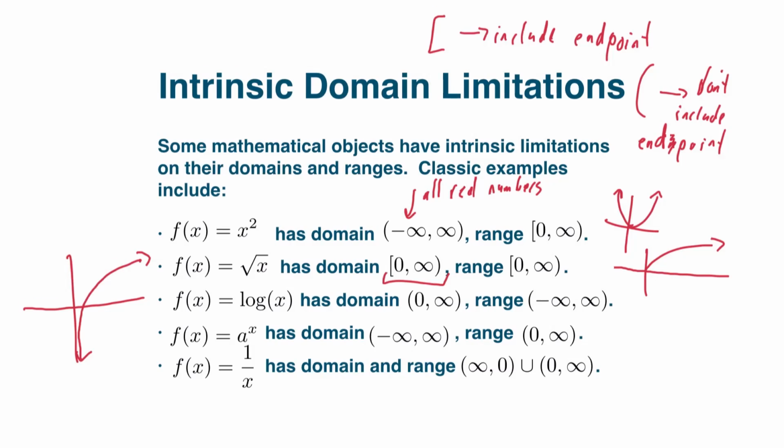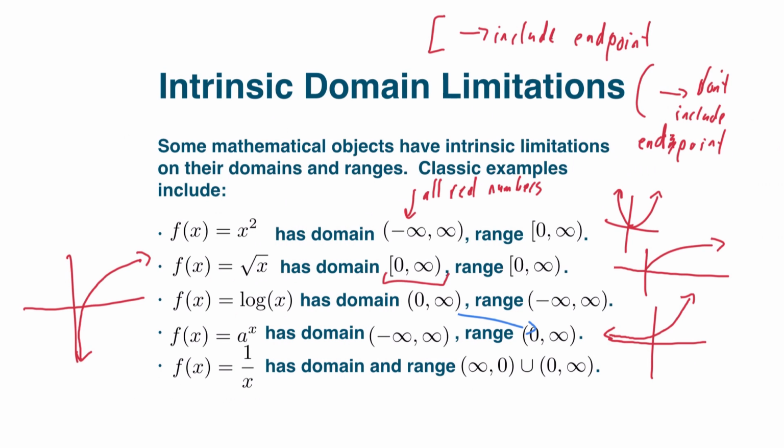Now for the exponential function, f of x equals a to the x, here the domain can be everything, but my range is only positive numbers. So I'm not able to get 0 or a negative number as the output. Now, I just want to draw your attention to the fact that the domain for the logarithm is the range of the exponential, and the domain of the exponential is the range of the logarithm. So they switched.